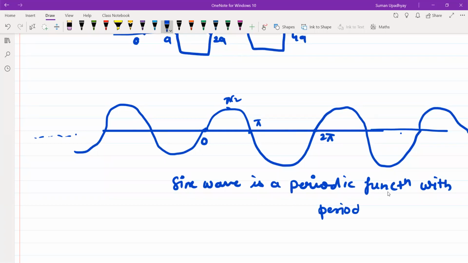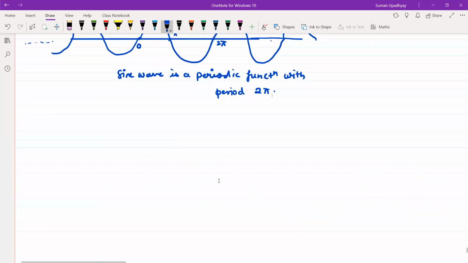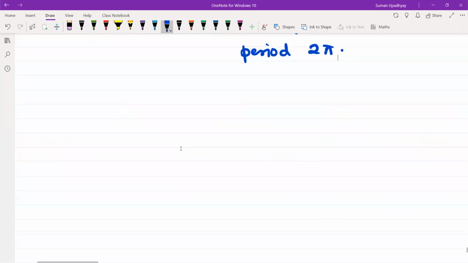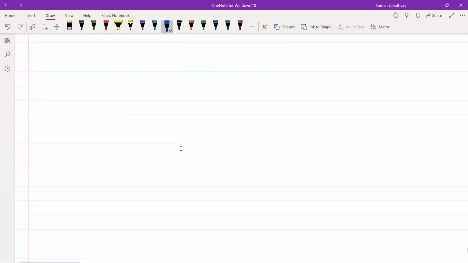So I hope you understood that a periodic function is one that repeats its own behavior after a time interval. So yes, these were two examples to make you understand what we mean by the periodic function. And the sine and cos curves are the best examples of periodic functions. These are periodic functions with period 2 pi.